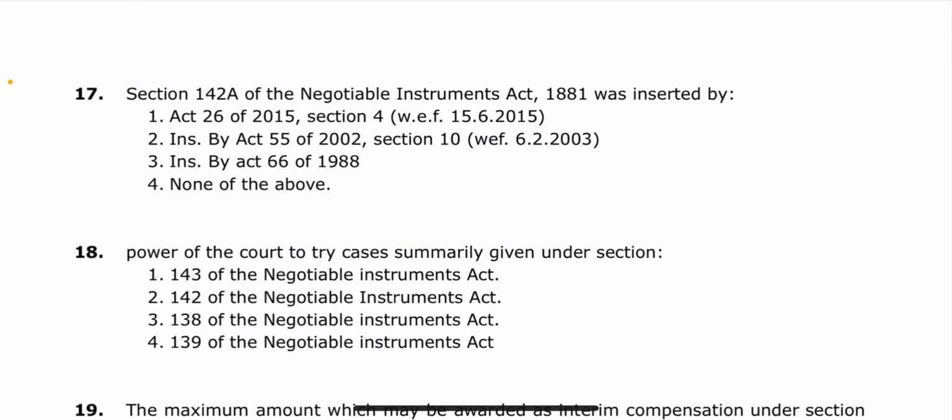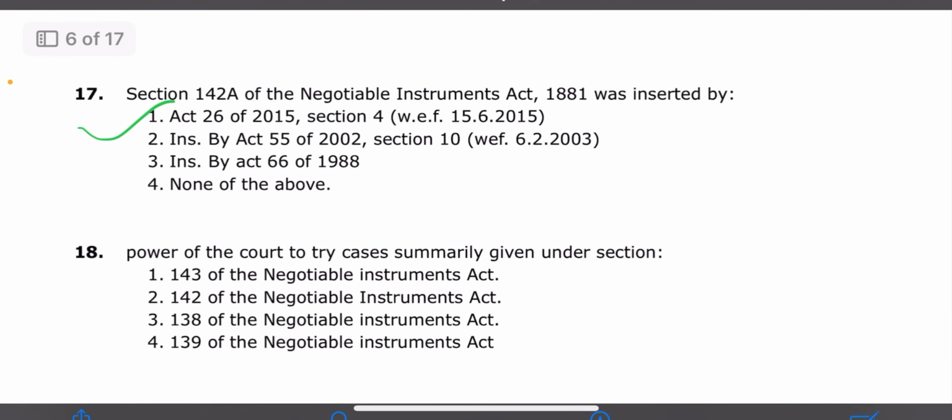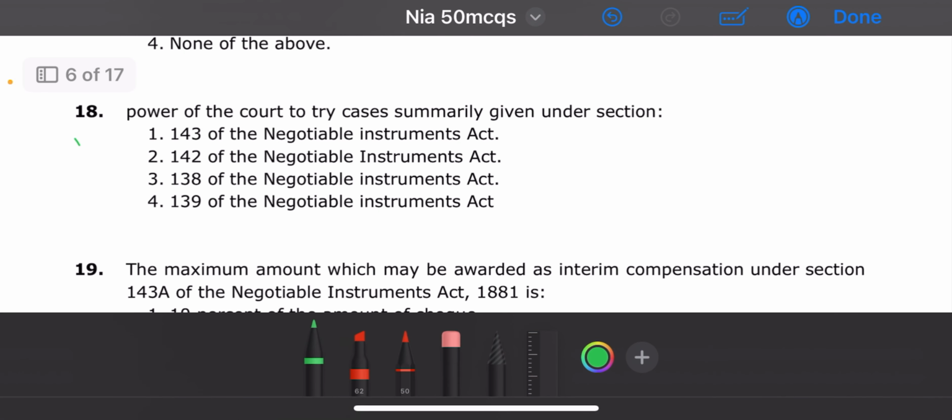Next question, section 142A of the Negotiable Instruments Act 1881 was inserted by, the correct answer is first, Act 26 of 2015, section 4. Next question, power of the court to try cases summarily given under section, the options are first 143 of the Negotiable Instruments Act, second 142 of the Negotiable Instrument Act, third 138 of the Negotiable Instrument Act, or fourth 139 of the Negotiable Instruments Act. The correct answer is first 143 of the Negotiable Instruments Act.